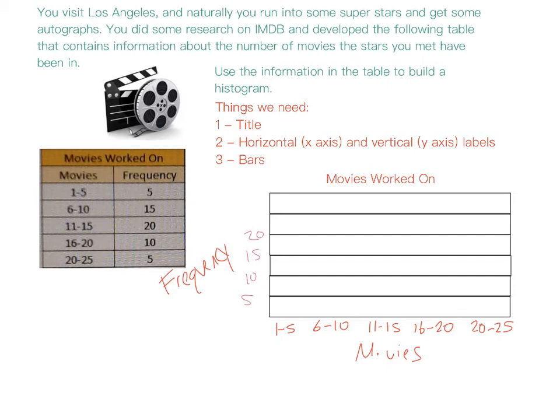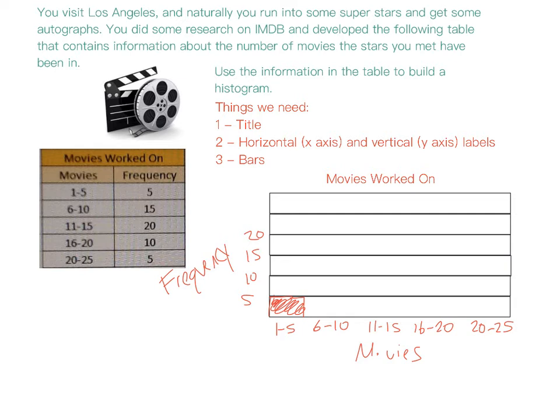We just need to draw in our bars, okay? And now remember, we don't leave spaces in between our bars. We make them connected. So let's just go one by one at our table. How many movie stars did you meet who were in anywhere from 1 to 5 movies? Well, you met 5, right? So we're going to come to this 1 to 5 column, and we're going to do a little bar here that goes up to the 5, and it goes right down to right about there, and we can go ahead and color it in if we want.